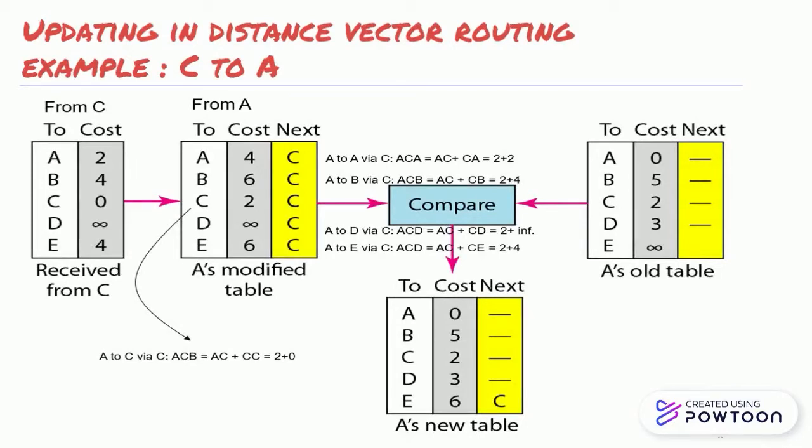Both are compared. Then in A's new table, from A to A the cost is 0 because it is itself. From A to B the cost is 5. From A to C the cost is 2. From A to D the cost is 3. From A to E, next C, the cost is 6.